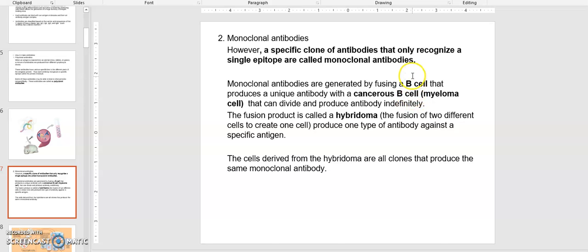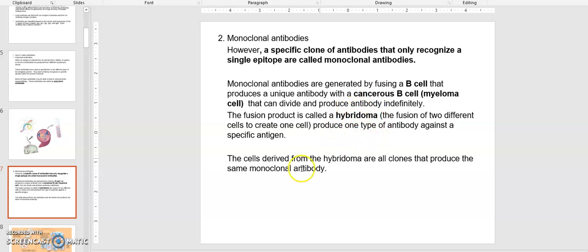By fusing a B cell with the cancer cell, now you have a hybridoma that can not only give you antibodies, they can also live continuously inside of a test tube. So you can become a factory that will give you antibody continuously, right? That's why you have to make a hybridoma cell.